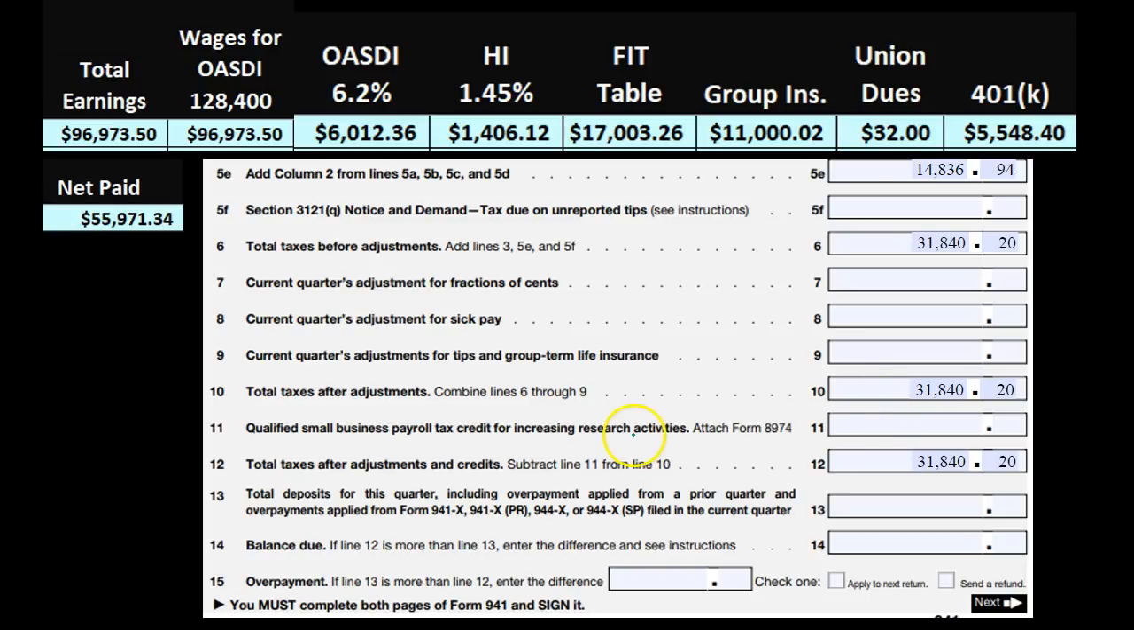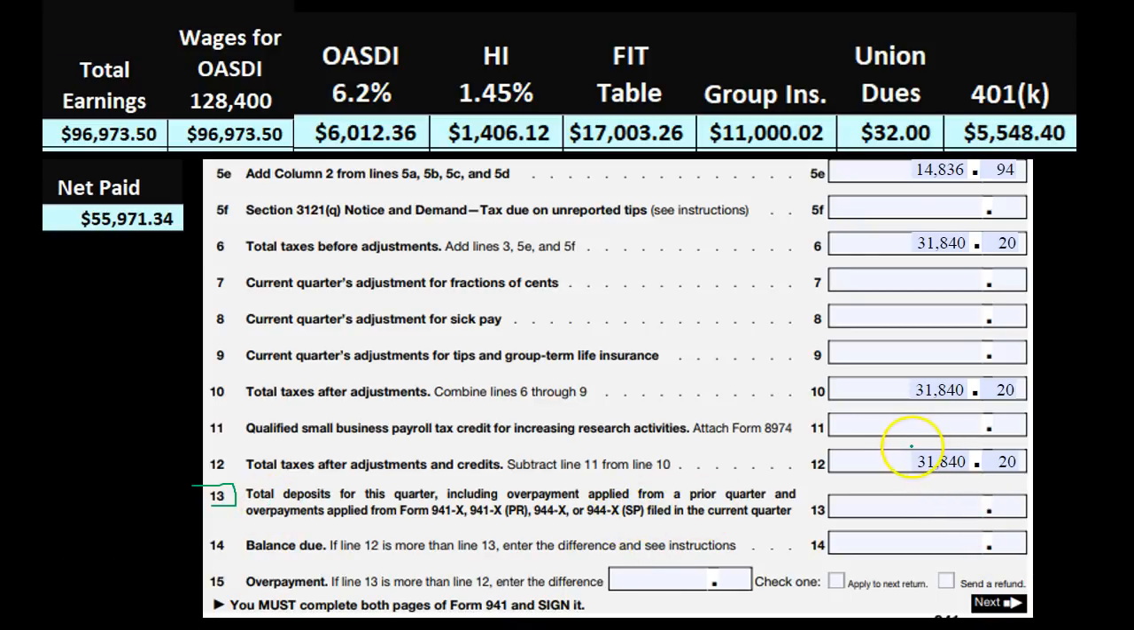Then we're not going to have any qualified small business. So in our example, we just have line 12, total taxes after adjustments and credits, still $31,840 and 20 cents. Now we've got to pick up our deposit side. Line 13 says total deposits for this quarter, including overpayment applied from the prior quarter.